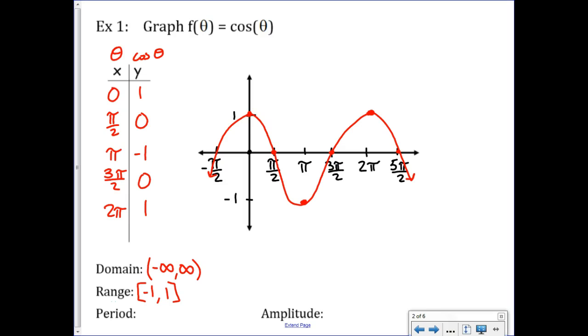Period is how long it takes to complete one cycle. So for the cosine of theta, when we start up at 1, we go all the way down and then back up at 2 pi. That is one cycle. So our period is 2 pi. And then our amplitude is how high or low off the graph we are going. So we are going an amplitude of 1 in either direction.